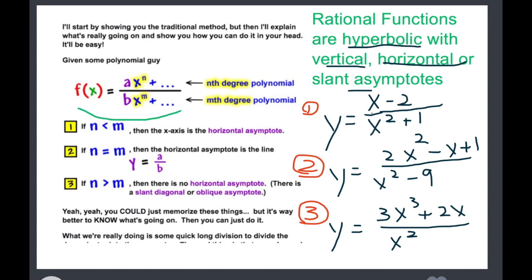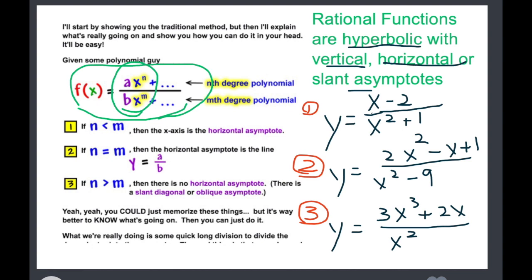You may have a lot of things in the polynomial in the numerator and in the denominator, but the key is the lead term of the numerator and the denominator. Not particularly the first term, but the highest exponent term. And here we have three scenarios.